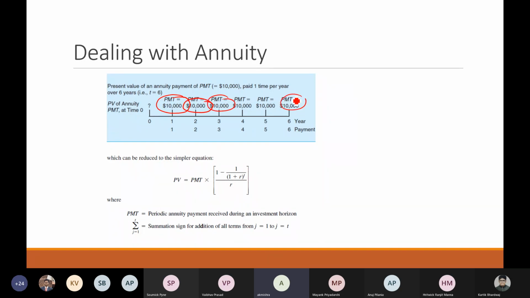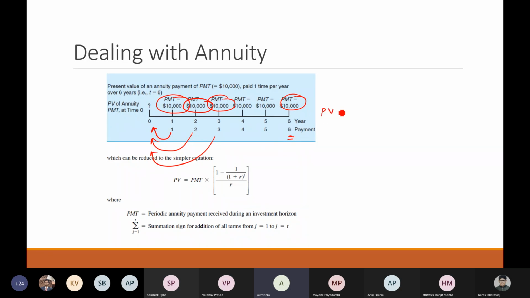And we want to know if up to 6 time periods or 6 years, this kind of payment is expected, then what would be the value of all these 10,000? So basically, if you recollect, this should be discounted for 1 year. This should be discounted for 2 years. This should be for 3 years.